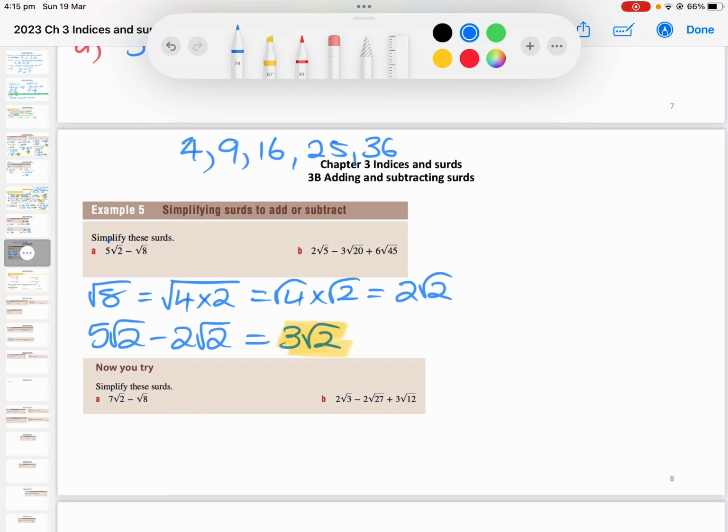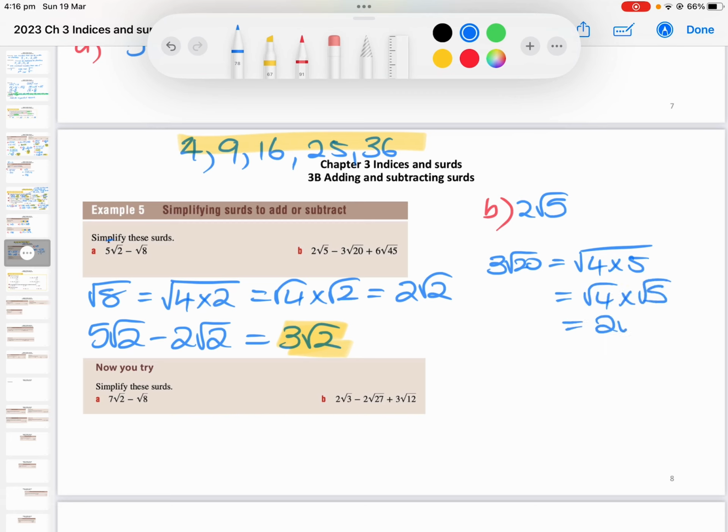And for B, let's have a look. We've got 45, 20 and 5. So I'm thinking I'm going to see if I can get them all as square root 5. So for the first one, 2 square root 5. Now how would I write 3 square root 20? Well, you'll go, which of these perfect squares goes into 20? And I'm thinking it's going to be 4 times 5, which is the square root of 4 times the square root of 5, or 2 root 5. So instead of writing 3 root 20, I'm going to write 2 root 5.